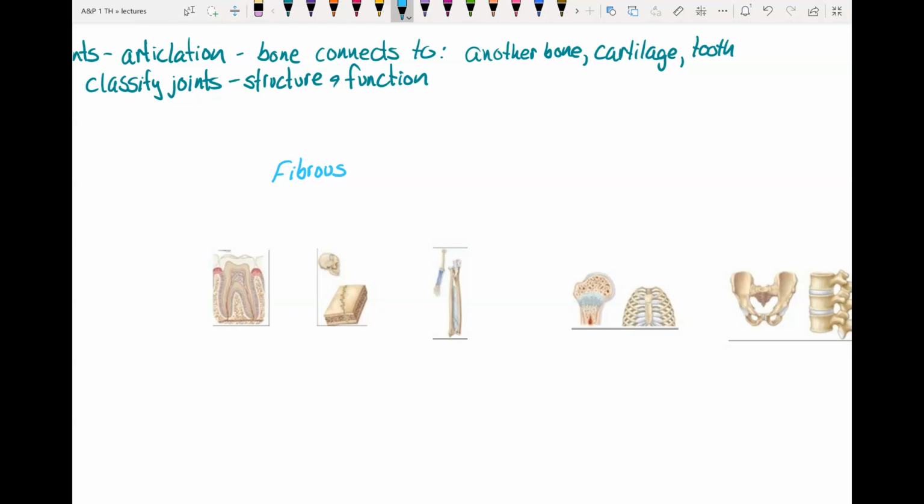So this is our first structural classification, fibrous. Fibrous joints are made of dense, irregular connective tissue. This should be familiar to you from the skin. You have dense, irregular connective tissue in the dermis of your skin. And fibrous joints have no cavity. A cavity is an empty space. So if a joint has a cavity, that means there's a little gap between the bone and what it's connecting to. If there's no cavity, there's no gap. They're just pressed right together.